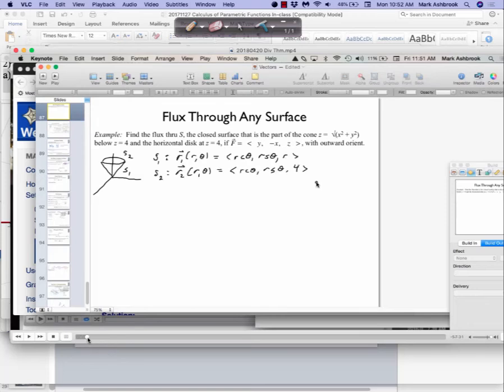But here's parameterizing the two surfaces. The cone is going to be r cosine theta, r sine theta, r. Use r and theta to do that, and then the disk will be r cosine theta, r sine theta, 4, because all z coordinates are 4. So that's the parameterization of our cone and our top disk, and then we're going to work through all the math, right? So we're doing f dot the cross product dr d theta for S1 and for S2.